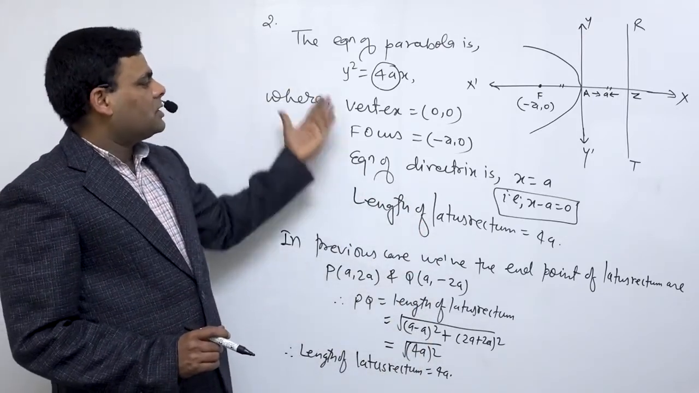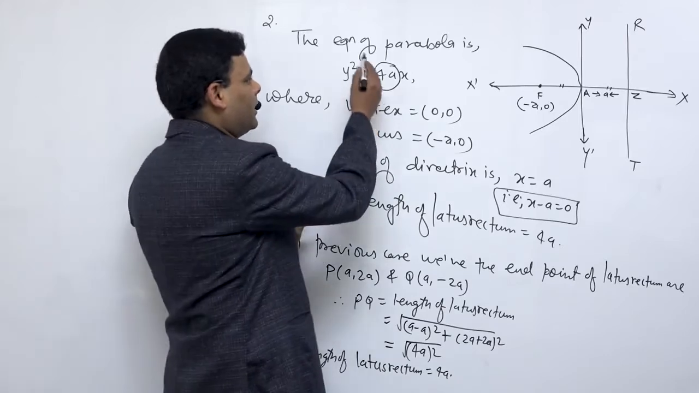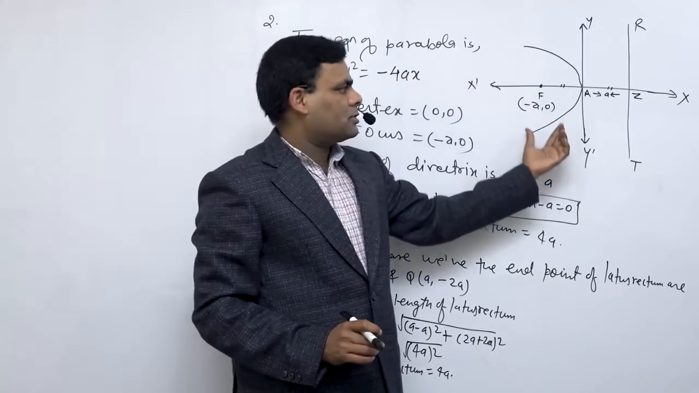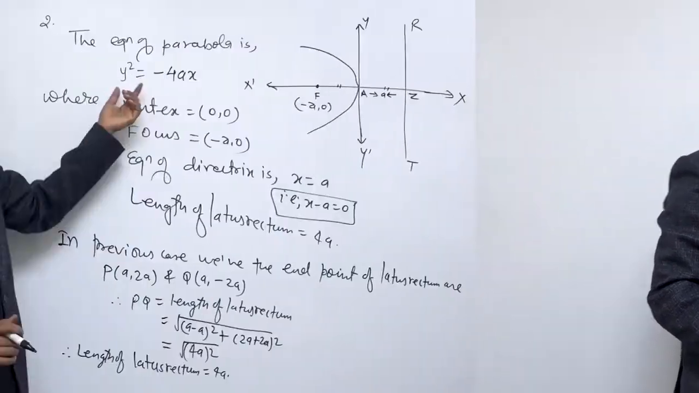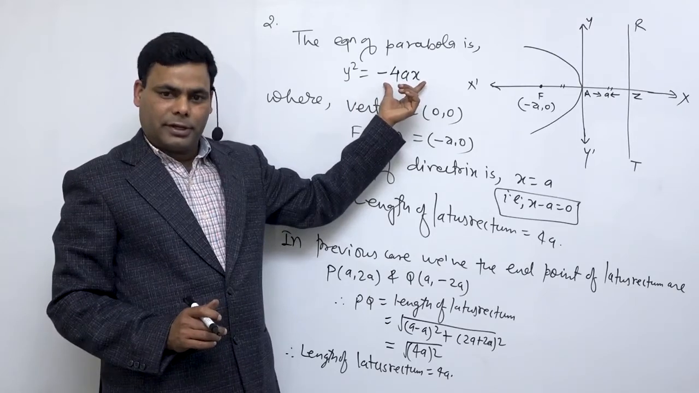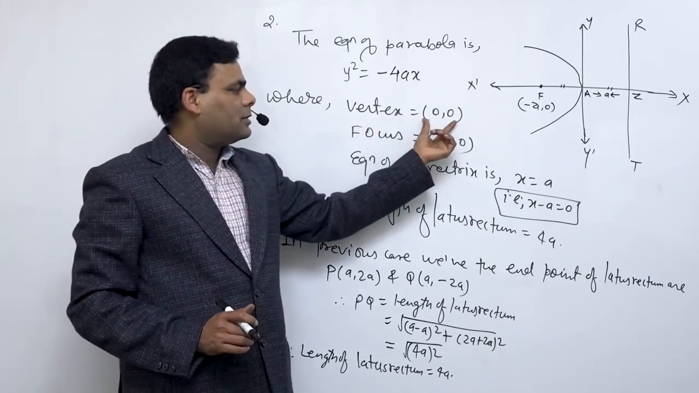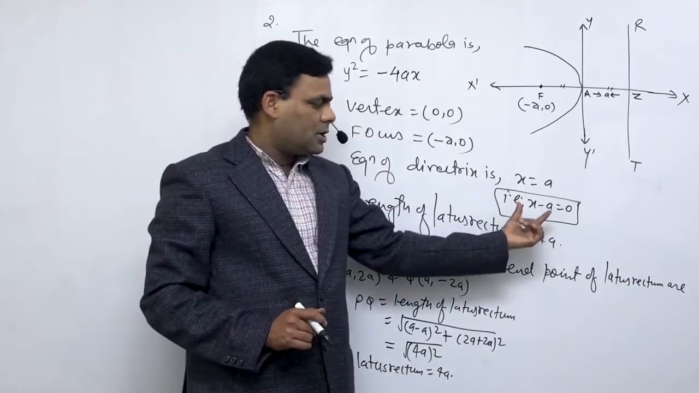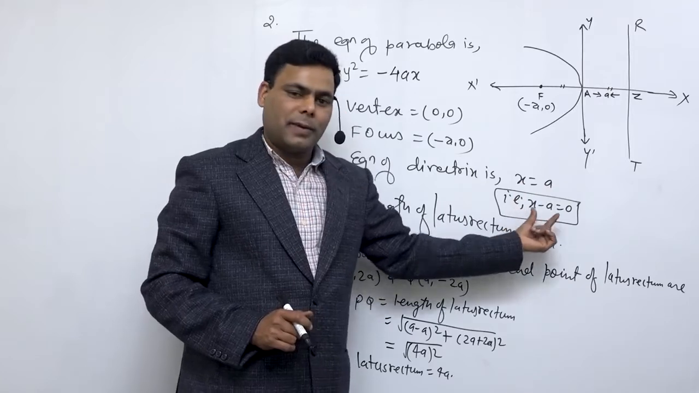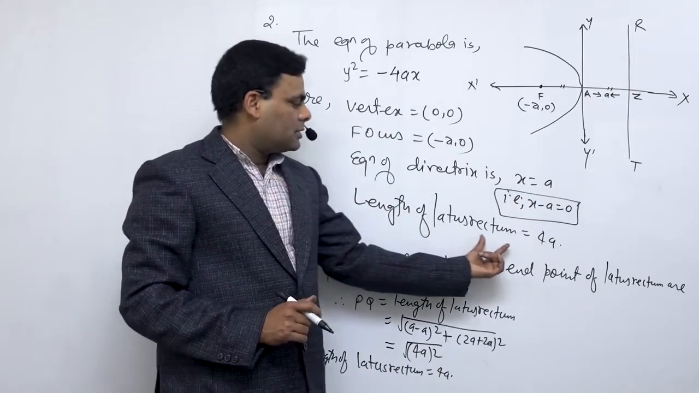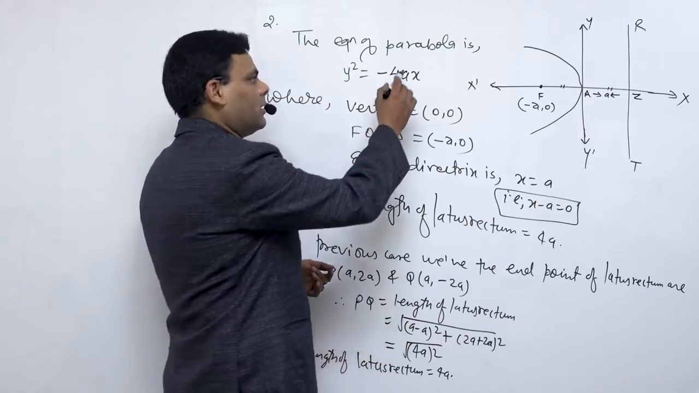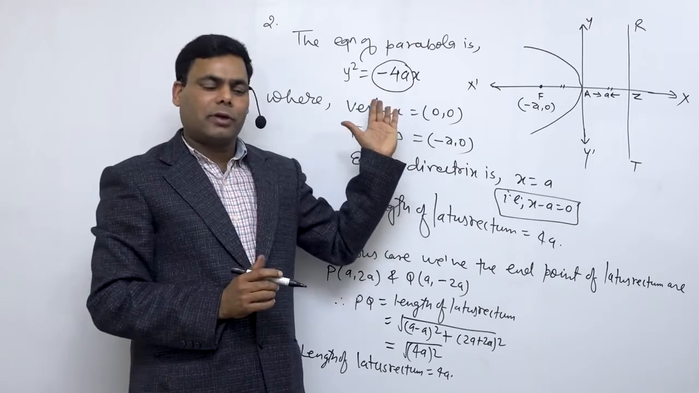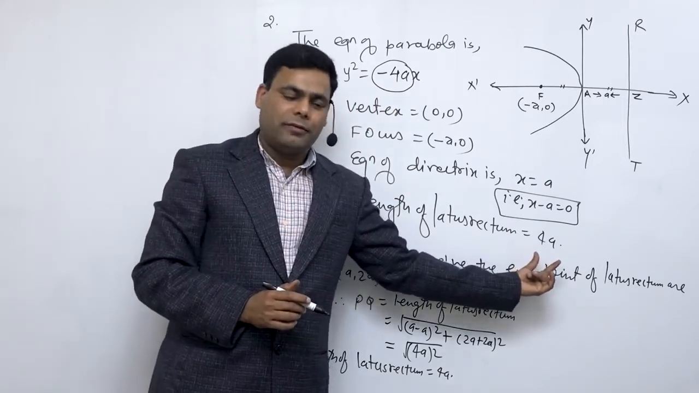So in this case also, if the parabola turns to the left from its vertex, then its equation will be y square equals to minus 4ax, where the vertex of the parabola is 0 comma 0 and the focus is minus a comma 0, and the equation of the directrix in this case is x equals to a, that is x minus a equals to 0, and the length of latus rectum equals to 4a. However, the coefficient of x in this case is minus 4a, but the length cannot be negative. That's why we take the length of latus rectum as 4a.